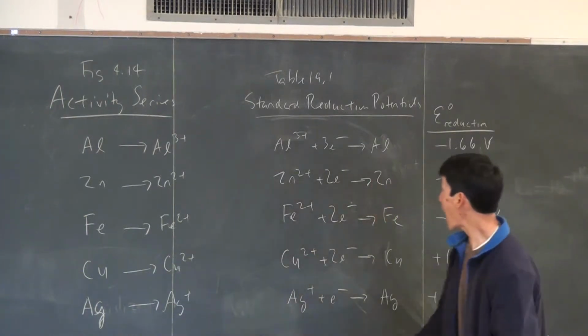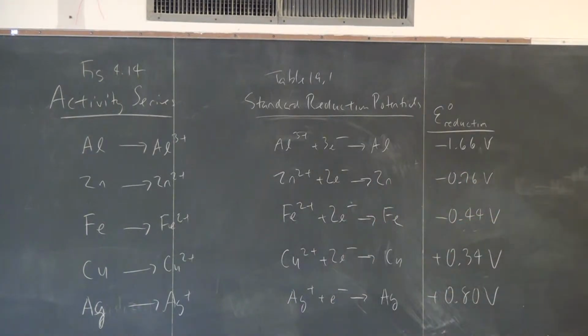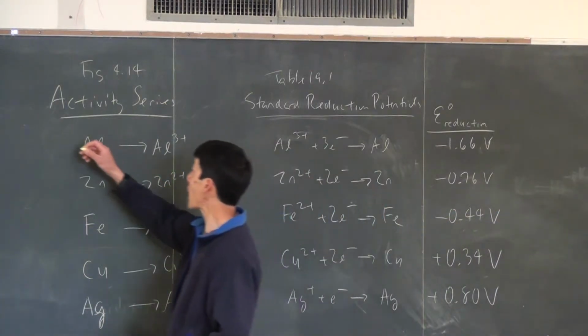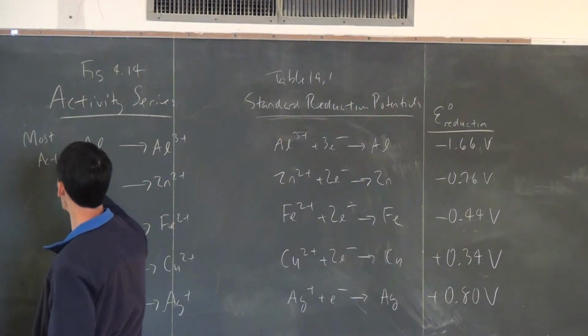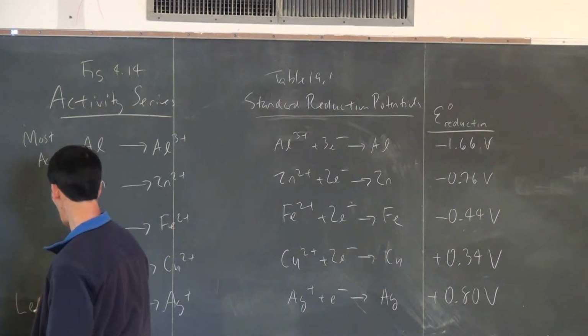Now, how is the standard reduction potential table related to the activity series? So do you see any trend in these numbers, and does it match the trend we see in the activity series, going from the most active to the least active?